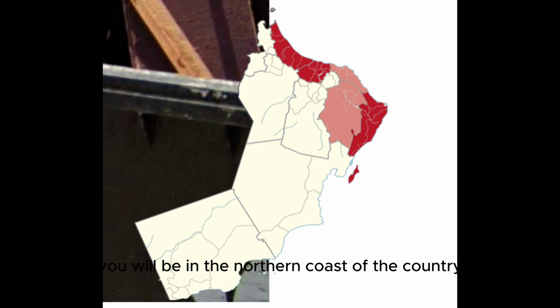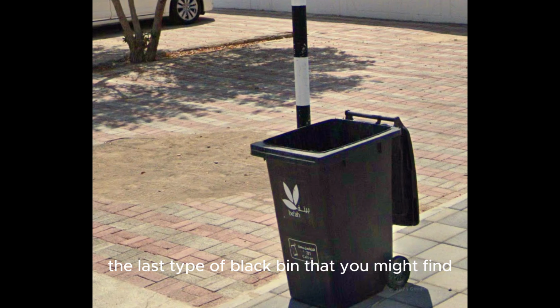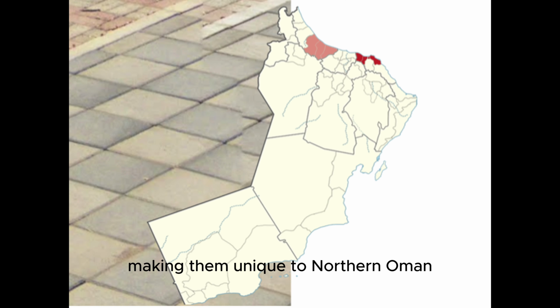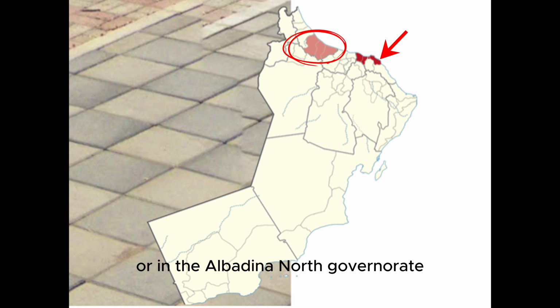Regardless of the color, you will be in the northern coast of the country. The last type of black bin that you might find is the one you can see right now. As you can see, it's pretty much the same as the normal black bin. However, the main difference in this one is its visibly smaller size, making them unique to northern Oman, more specifically in the city of Muscat or in the Al Batana North Governorate.